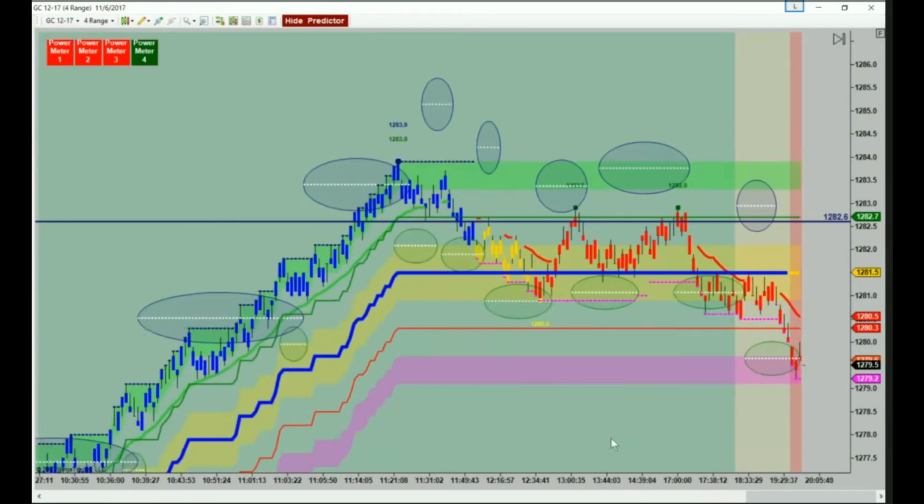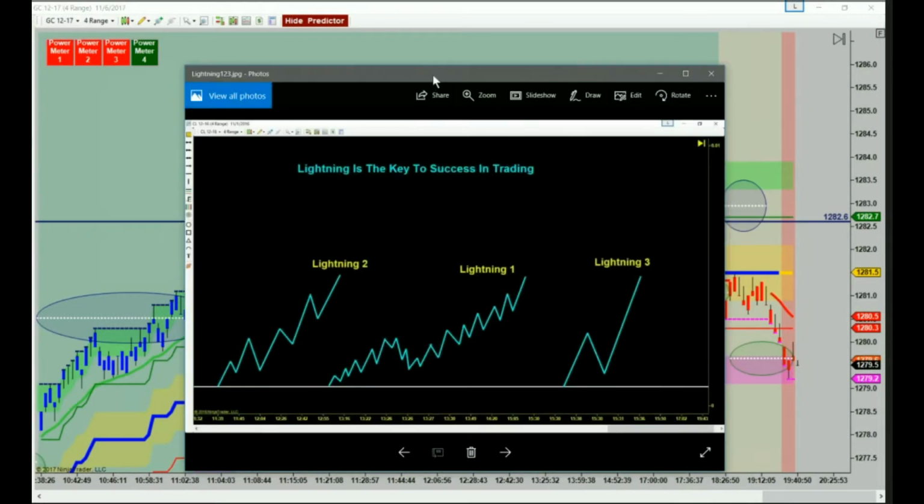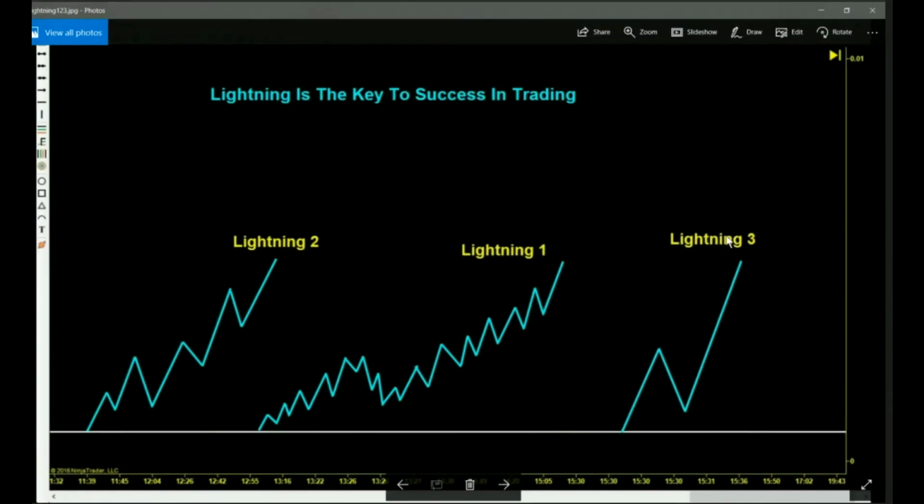So keep in mind, very important, you have Lightning 3, not identified till it takes out the swing, right? So that swing is the only identified swing on this particular chart, right there. Now, how many are there on this one? Well, you took out a swing, so there's one. You took out this swing, so there's two. You took out this swing, so there's three. You took out this swing, so there's four. Everybody see that? That's how you do that.